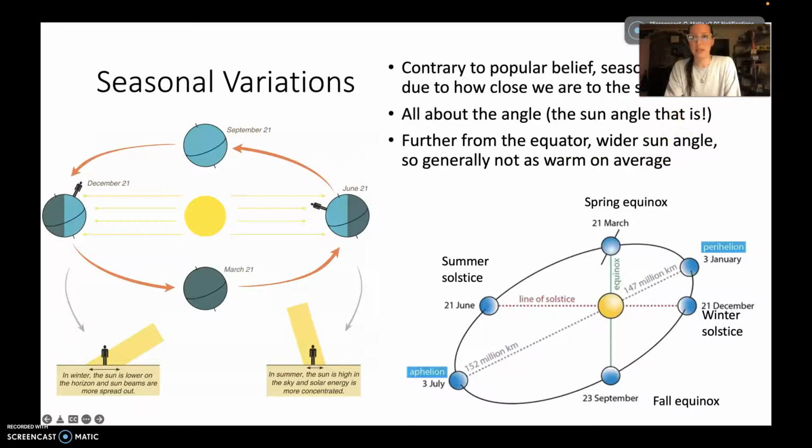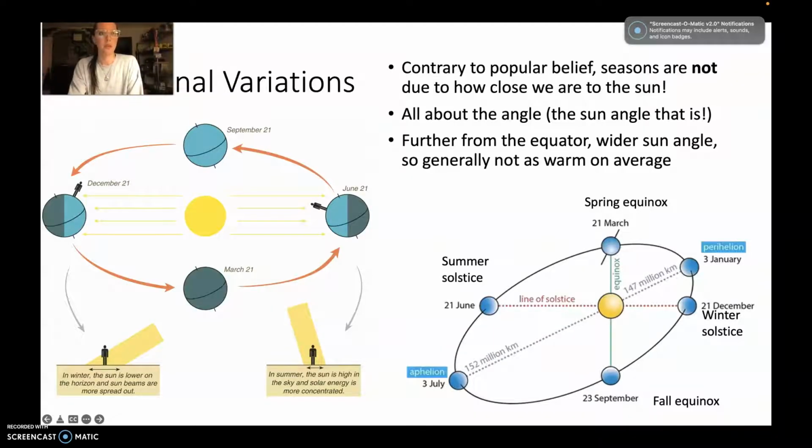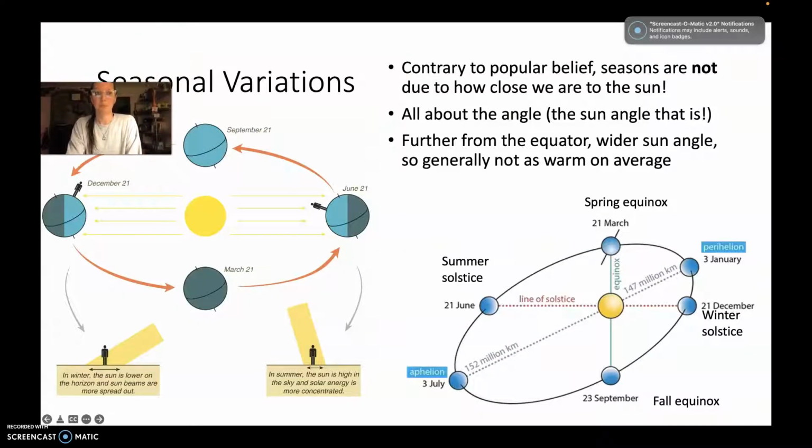So, with seasons and latitude, we have seasonal variations, right? Contrary to popular belief, seasons are actually not due to how close we are to the sun. And we can see that in this bottom right figure here. It turns out the Earth is closest to the sun in our winter time, right? So that makes sense. Our winter time is generally our coolest time of the year for the Northern Hemisphere. And we're experiencing that when we're closest to the sun.